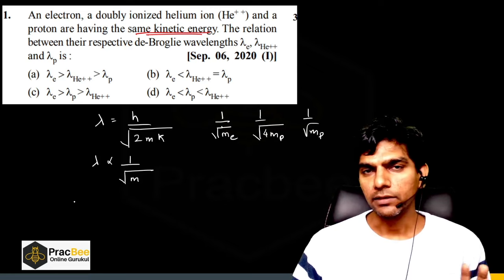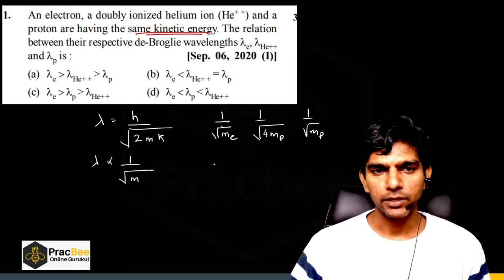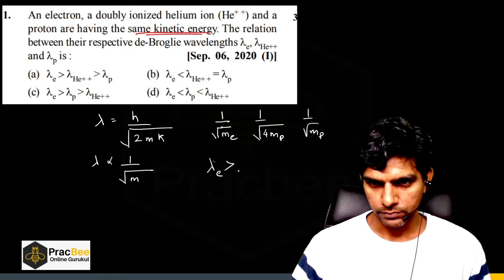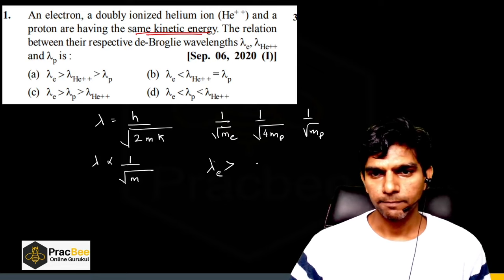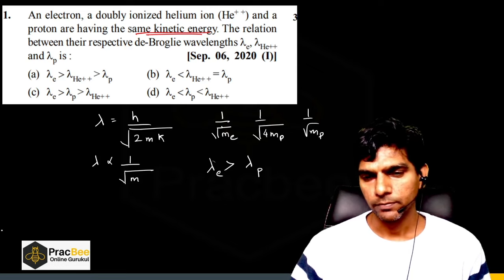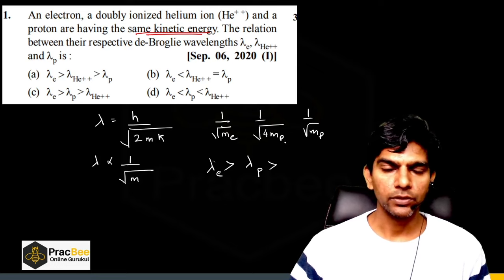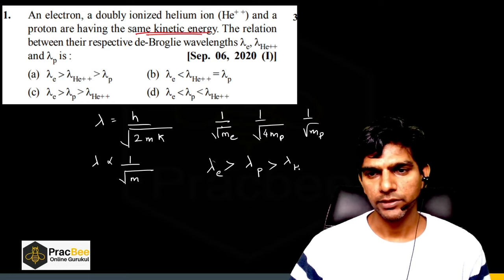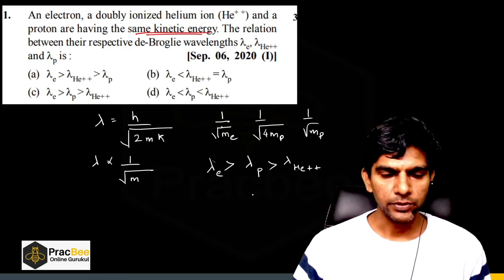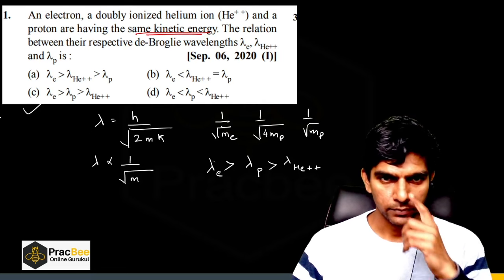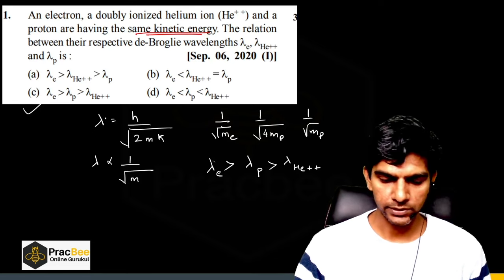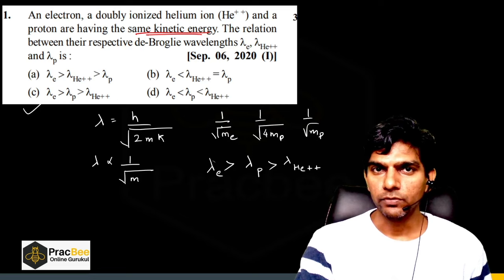Smaller the mass, greater the lambda, right? So we can say the lambda of electron will be greatest, and it will be greater than the lambda of proton, and the smallest wavelength will be of alpha particle. So that will be lambda He double plus. So if we compare our result with the options, option C is the right answer, right? Lambda e is greater than lambda p, and lambda p is greater than lambda He2 plus. I hope this question is clear to you. Now let us see another question.